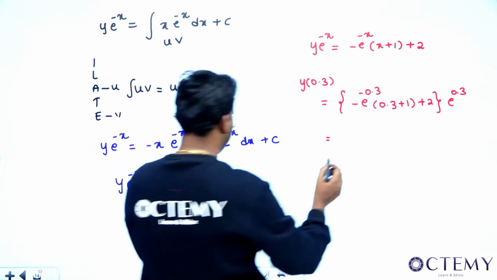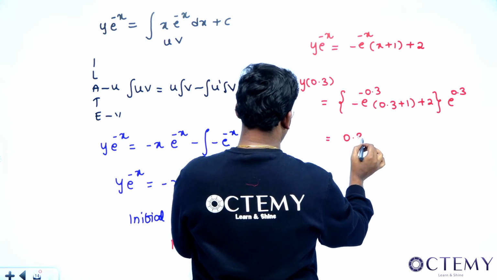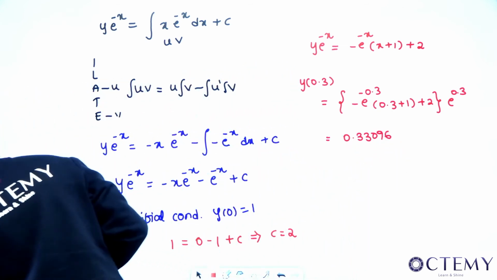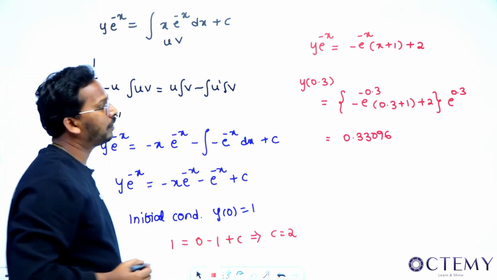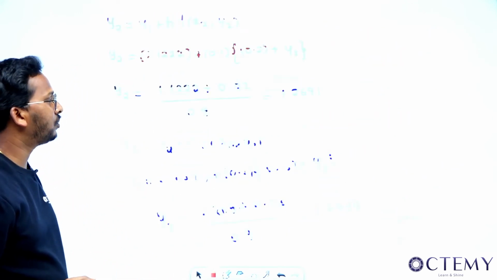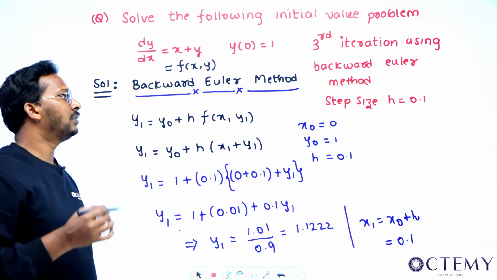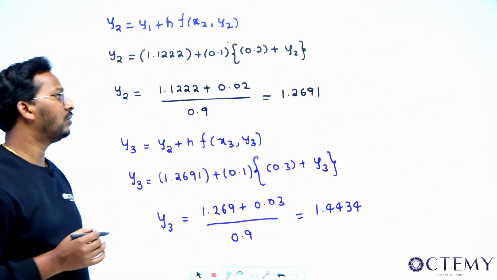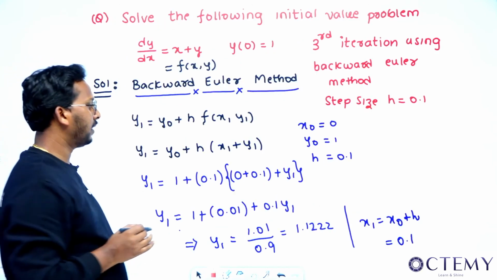You will get it as 0.33096. Now there is a lot of error by both the methods, sir. There is a lot of error by both the methods because the step value which you have taken is very large. H is 0.1, so the step value is very large. So the exact solution and these solutions are definitely not matching, right?